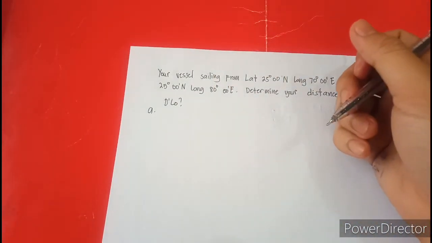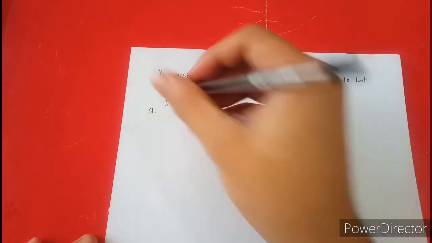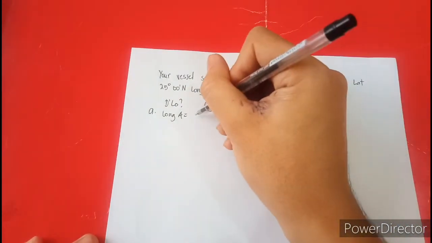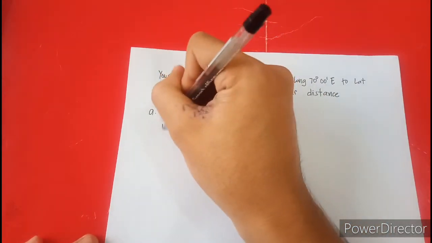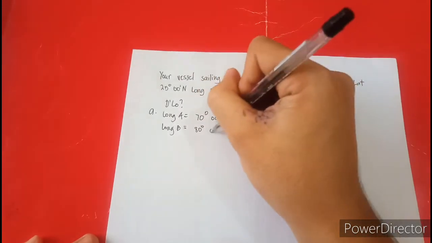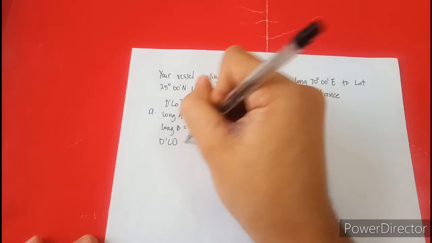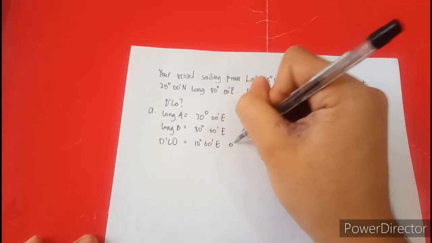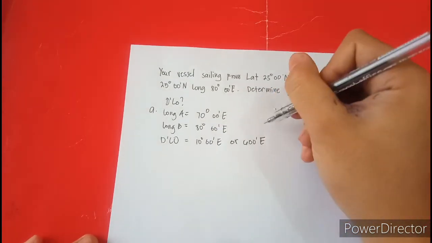In finding the difference of longitude, of course, we need to subtract both of our longitudes. We subtract 70 degrees 00 minutes east from the longitude 80 degrees 00 minutes east. So our difference of longitude is 10 degrees 00 minutes east, or 600 minutes east.